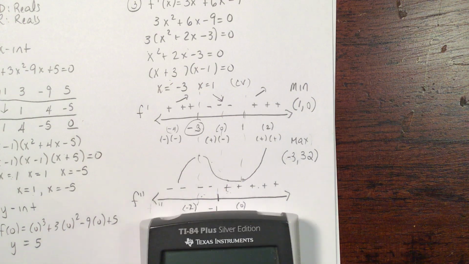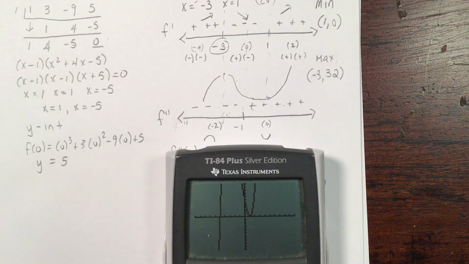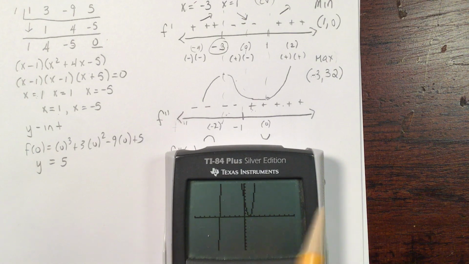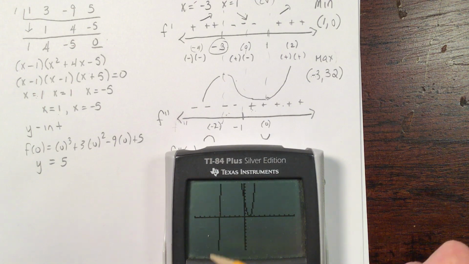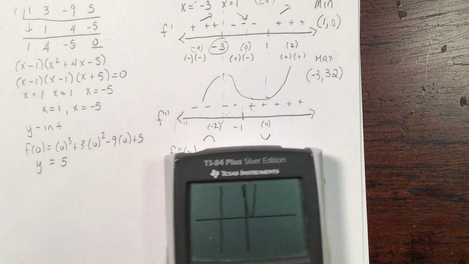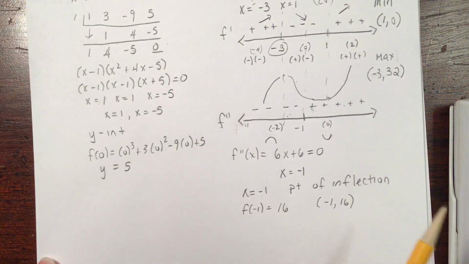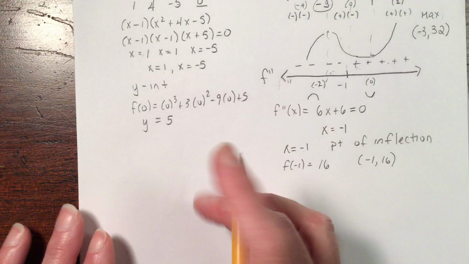Here's where I said you can bring your calculator into it to see what's going on. This is the curve, x cubed plus 3x squared minus 9x plus 5. This is the graph of the function. Notice, we can't see the whole thing, but it's sort of following the pattern that we just saw. So we're going to take all of this information and put it together and make ourselves a little picture now.